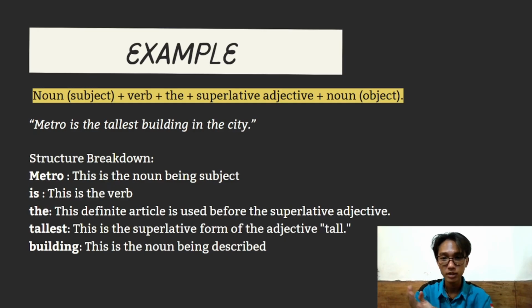So I'm here going to introduce the example of superlative adjective. So for the example, we are going to the point. Here is the example: Metro is the tallest building in the city. So we are going to break down the structure of this example. Metro is the noun being the subject. Is, this is the verb. The, this definite article is used before the superlative adjective. Tallest, this is the superlative form of the adjective tall. Building, this is the noun being described.